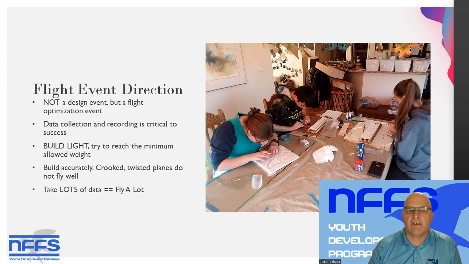You need to build light. You need to try to reach the minimum allowed weight, and that's 8 grams in this case, and that's relatively easy to reach with locally supplied balsa wood and materials. You need to build accurately. Crooked and twisted planes don't fly well, and you need to take lots of data, and this means fly a lot. I can't overemphasize how important gym time is compared to build time.